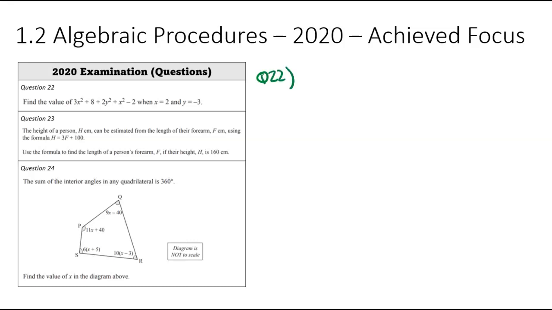Question number 22. Find the value, so that means we're calculating an exact number, of this messy thing over here when x is equal to 2 and y is equal to 3. So what this is asking us to do is substitute. We need to put the x's in, so they go away, the 2 comes in. We're then going to put the y's in, they go away, and the negative 3 comes in after that.